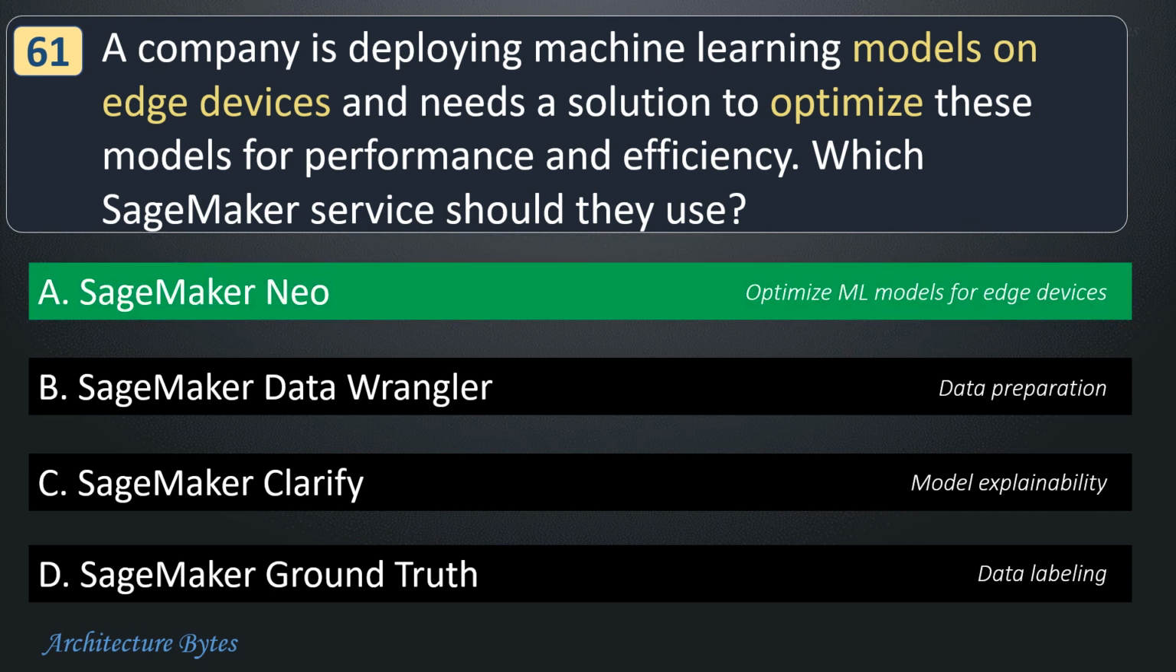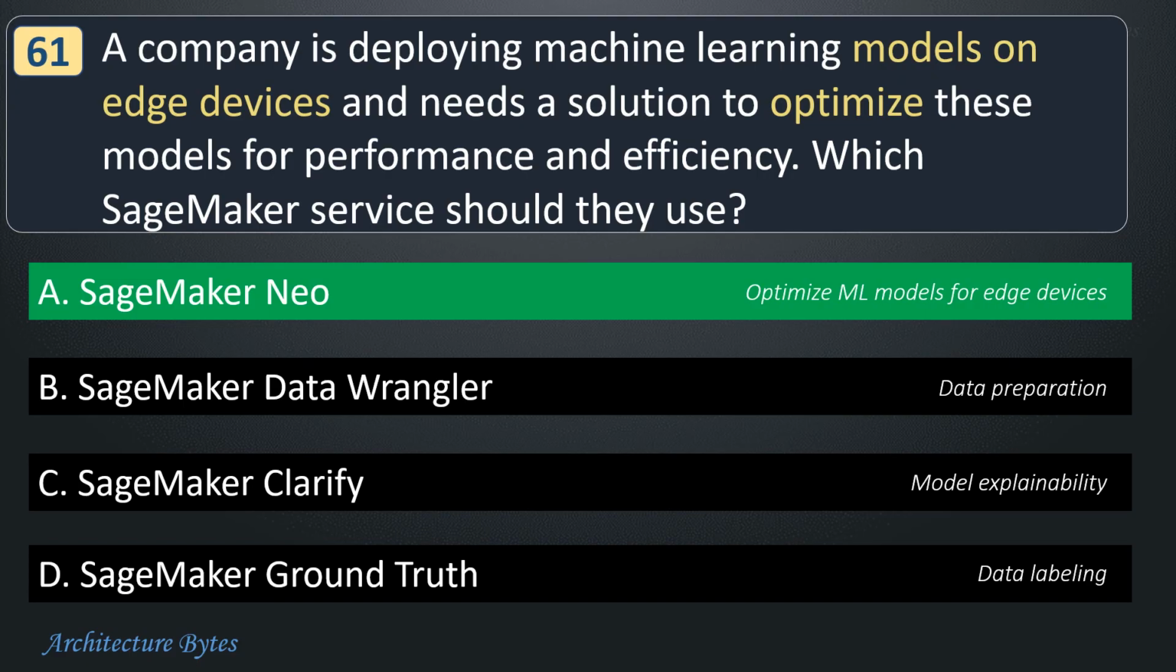It is specifically designed to compile and optimize machine learning models for deployment on edge devices, ensuring optimal performance and efficiency. SageMaker Data Wrangler is a tool for data preparation and feature engineering, allowing users to clean, transform, and visualize data before training models. SageMaker Clarify is a service that helps with data and model explainability, providing insights into data bias and model predictions to ensure fairness and transparency.